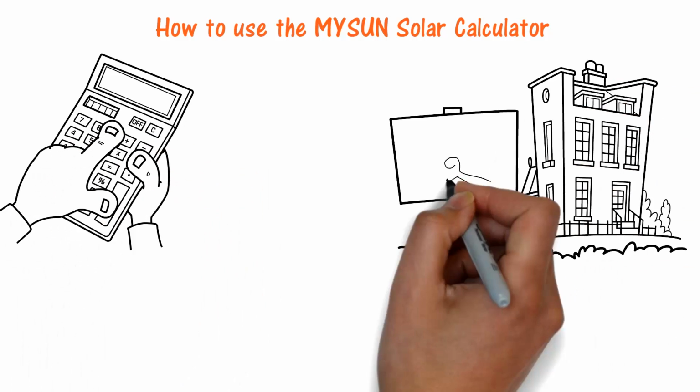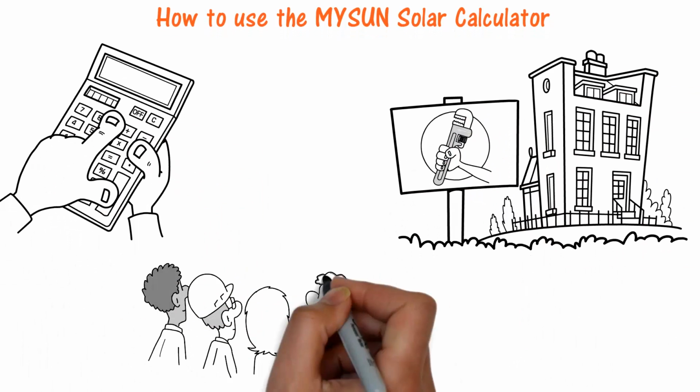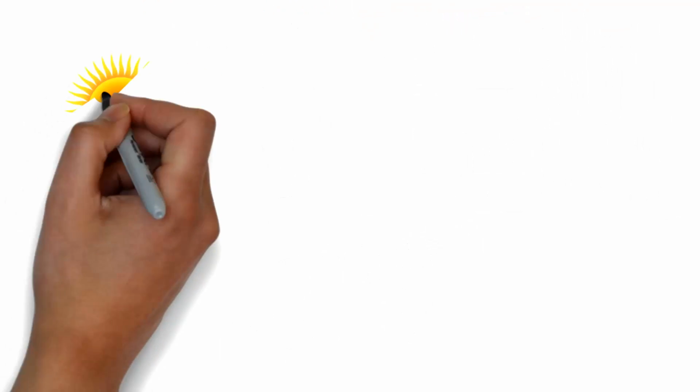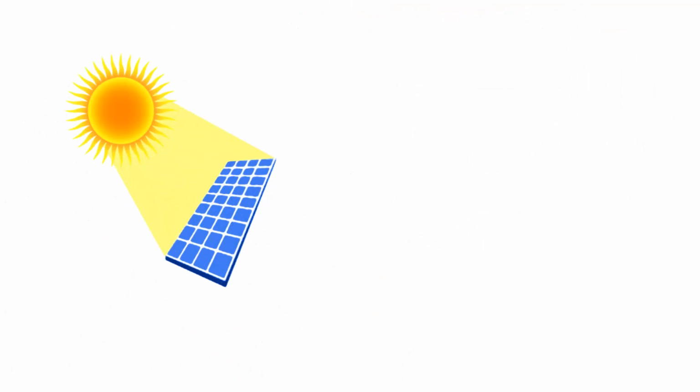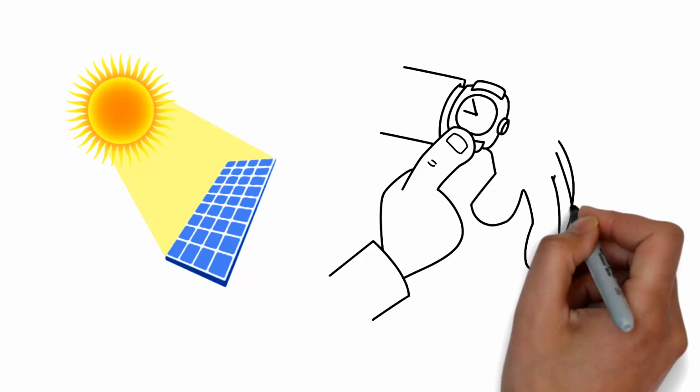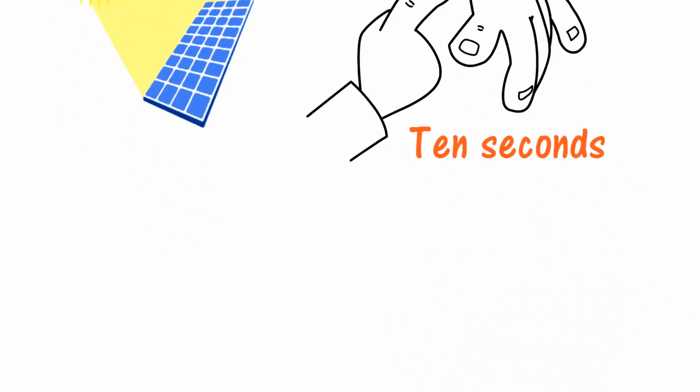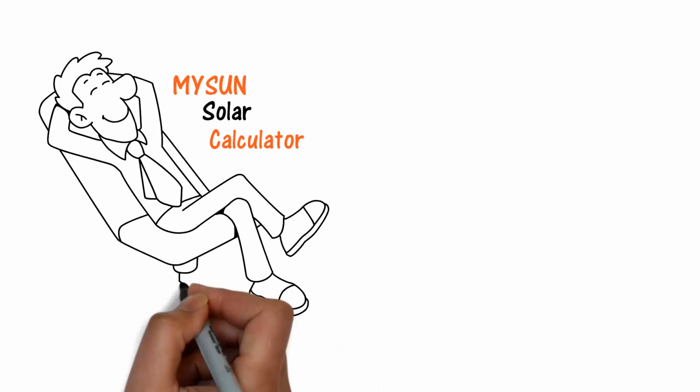How to use the MYSUN Solar Calculator. MYSUN Solar Calculator is an advanced in-house tool developed by our engineering team. The calculator is capable of determining your solarization potential in the most unbiased manner within 10 seconds. What's even better is that MYSUN Solar Calculator is really easy to use.